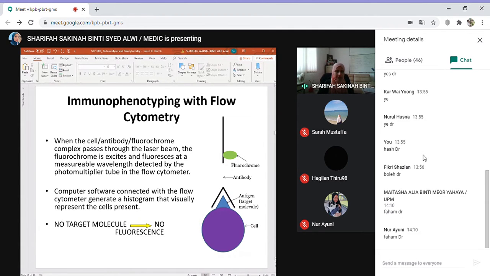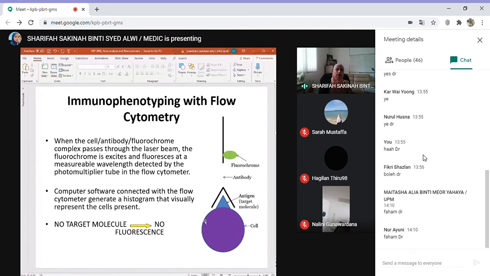All right, so the computer software connected with the flow cytometer generates a histogram that visually represents the cells that are present. If there is no target molecule, meaning there is no fluorescence. Therefore it is very important for you to understand the concept of lock and key. In enzymes we have lock and key too. The complementarity at the binding site is very important. So the antigen must be complementary with the antibody. When it is complementary, only then can they bind to each other.